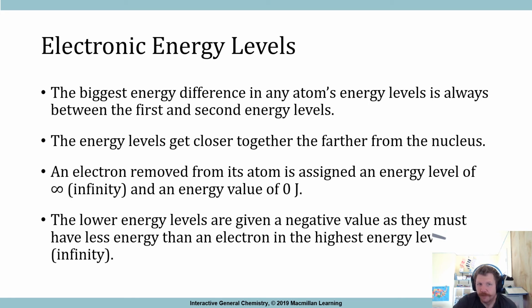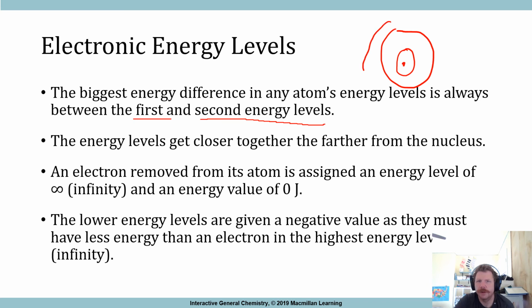So, electronic energy levels. The biggest energy difference in any atom's energy levels is always between the first and second energy levels. The energy levels get closer together the farther from the nucleus they are. So here's our nucleus, here's energy level 1, here's energy level 2. I'm not really drawing that well. I'd like you to focus only on the top half of this. Energy level 3, 4. I'm trying to draw them successively closer and closer together.